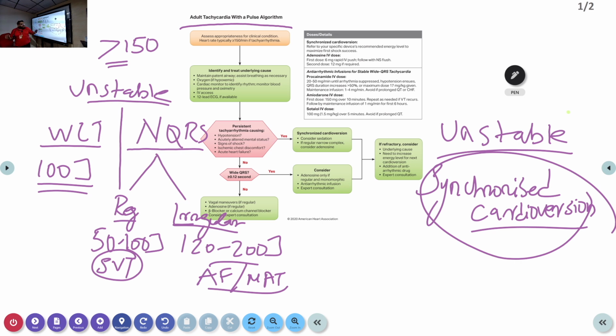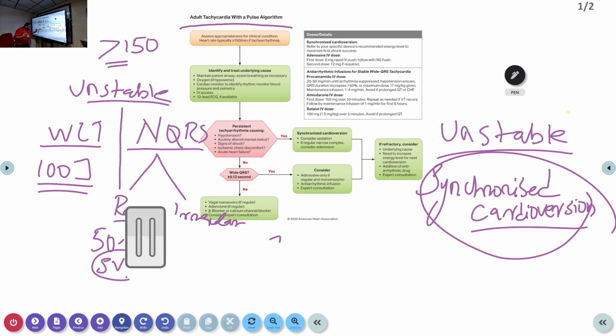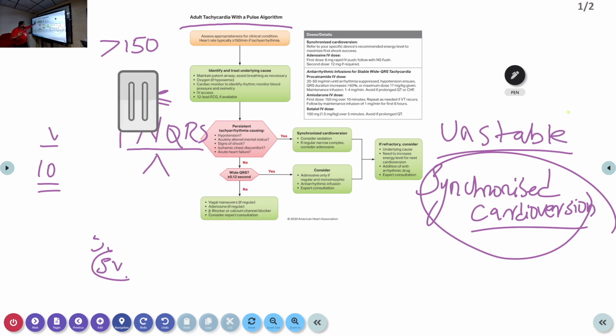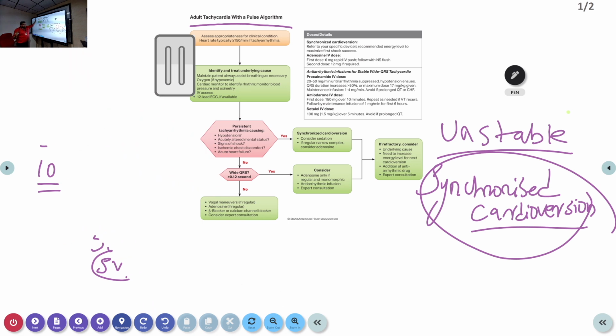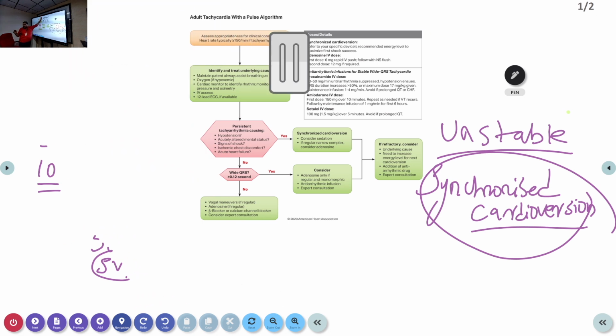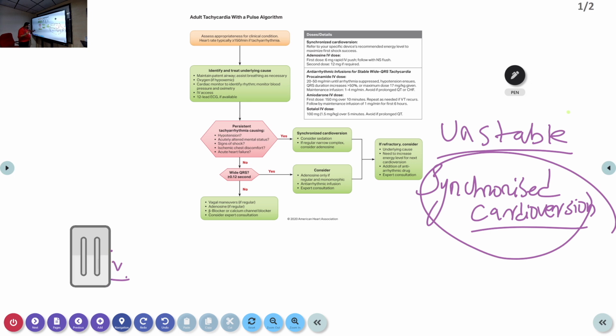So these are the tachycardias we have already discussed. Even if the patient is unstable and you are seeing a narrow QRS tachycardia, you can try adenosine, but remember that whenever there is an unstable tachycardia, the treatment is synchronized cardioversion. So remember that for the time being.